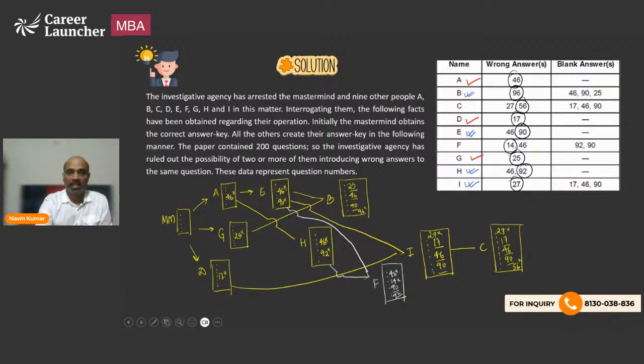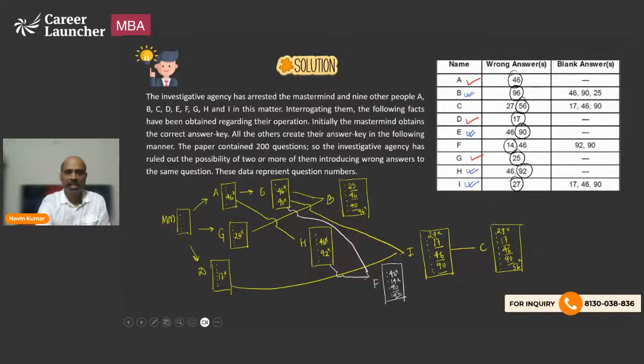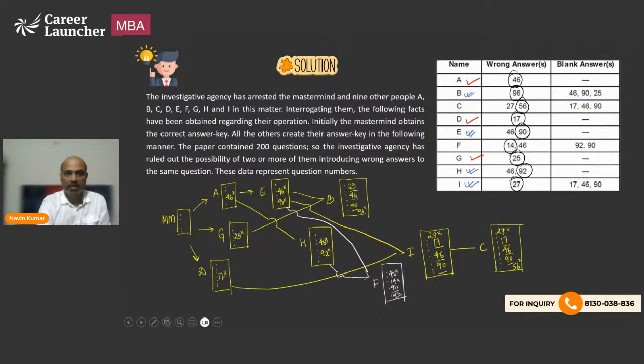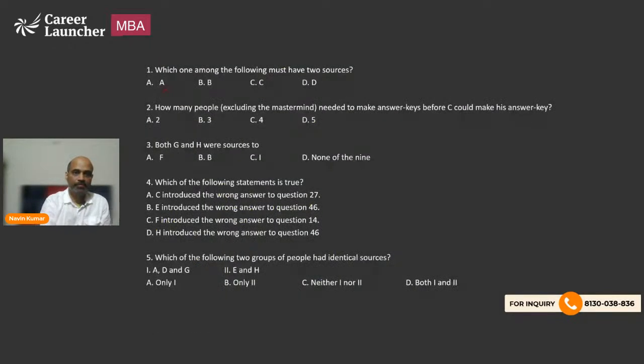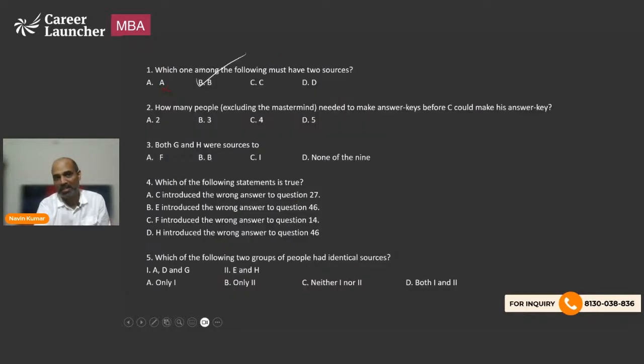Okay, let's look at the questions now. Which one among the following must have two sources? A has only one source, mastermind. B has two sources, E and G. Right. C has only one source, I. D has only one source, mastermind. So correct option is answer option B.